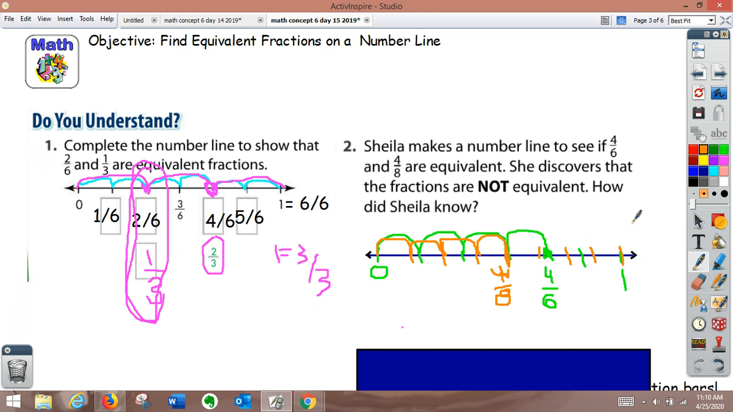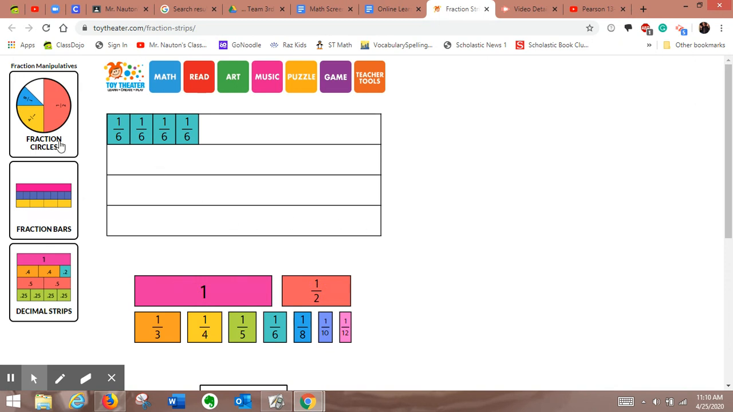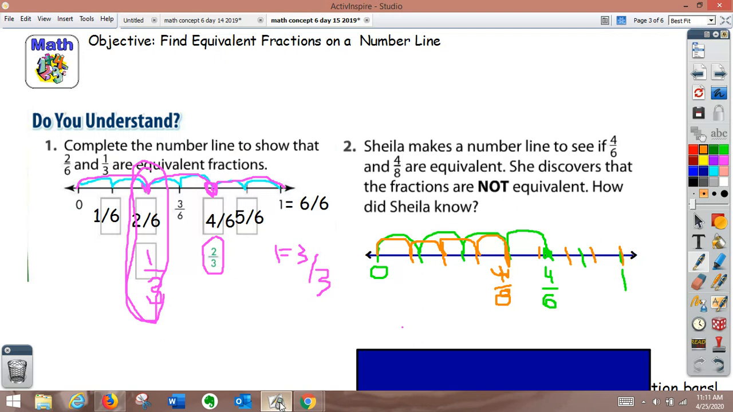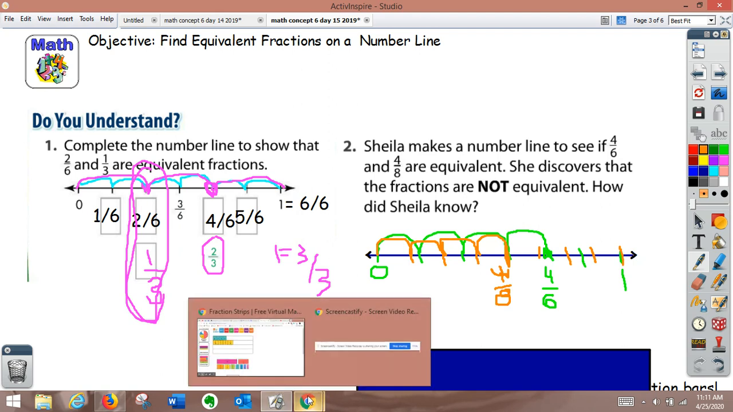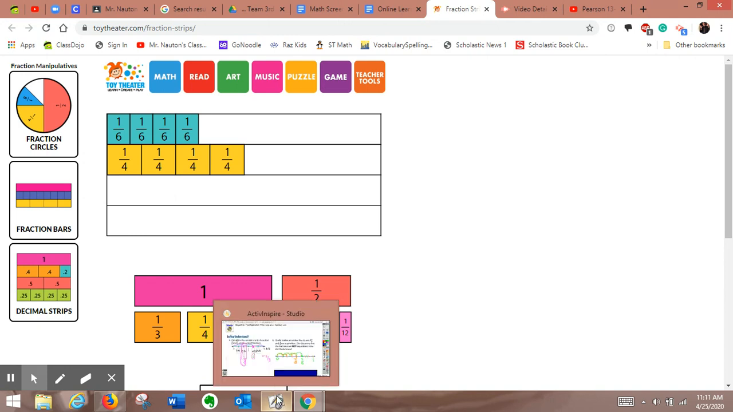They are not equivalent. You know how I like to check Sheila's work? I like to check Sheila's work using my old friend the fraction bars here. First she started with 4/6, then she said, you know what? I'm going to say 4/8 is equivalent. So I'm testing that, and I can see 4/8 is not the same as 4/6. Not the same at all. They do not line up. They do not match.